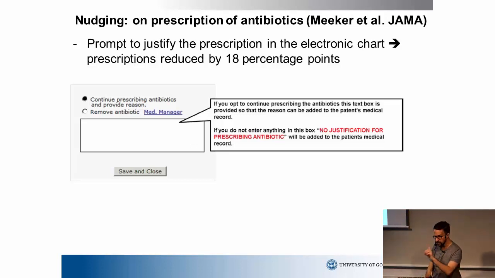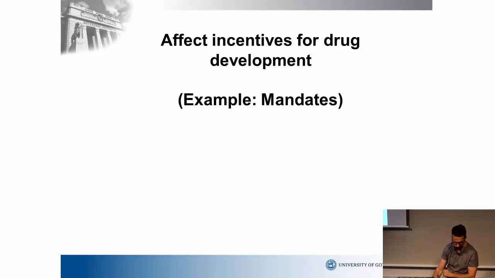I'm not saying that this is good or bad. I have to be careful here, right? I'm not saying this is good or bad. I'm saying we can fairly easily affect the level of prescription by affecting the decision environments. It's actually possible that to some extent some people that should have gotten antibiotics didn't, right? So we need to be aware of that. We need to be careful about that.